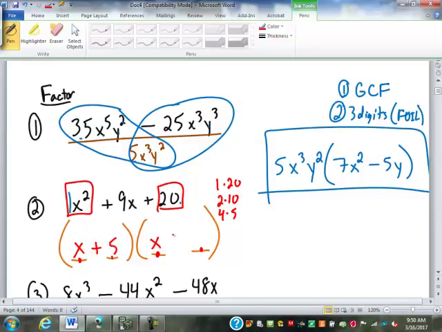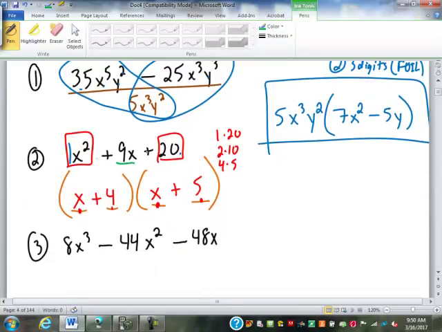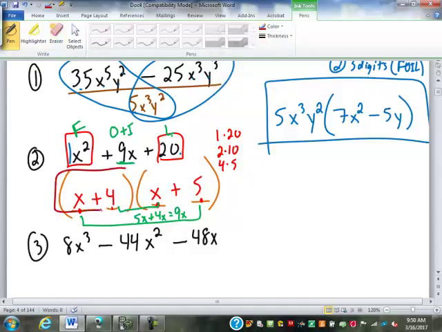We're going to try 4 times 5, so we'll write 4 and 5, plus 4 plus 5. And we're going to test it. And the way we test it is with this middle term. So this was the F of the FOIL. This is the L of the FOIL. This middle term is made from the O and the I, the outside and the inside. So we check the outside. X times 5 would be 5x. We check the inside. 4 times x is 4x. 5x plus 4x is 9x. That is what we want there. So this here is the proper factoring. X plus 4 times x plus 5.